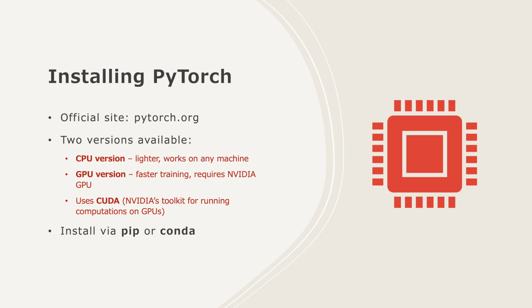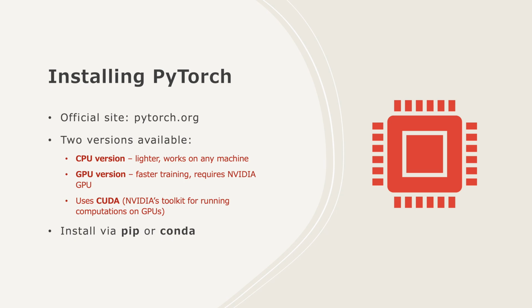The CPU version runs on any computer and is perfect if you don't have a powerful machine. The GPU version lets PyTorch use your graphics card to speed things up, but it requires an NVIDIA GPU and something called CUDA. That's NVIDIA's toolkit for running computations on the GPU. Remember, CUDA is optional. If you don't have a GPU, you can still use PyTorch just fine with the CPU version.